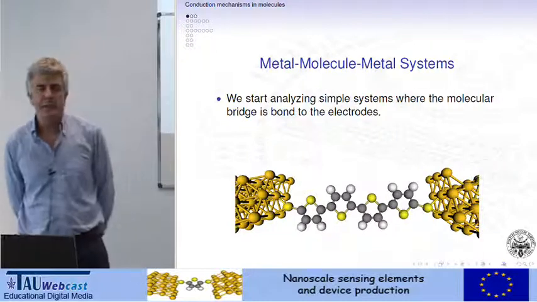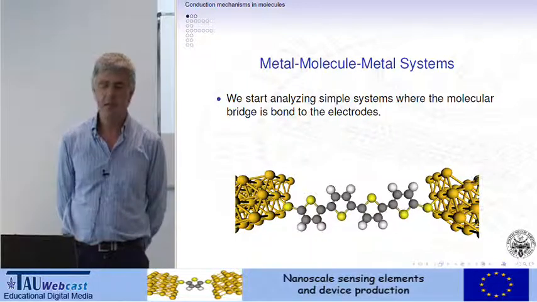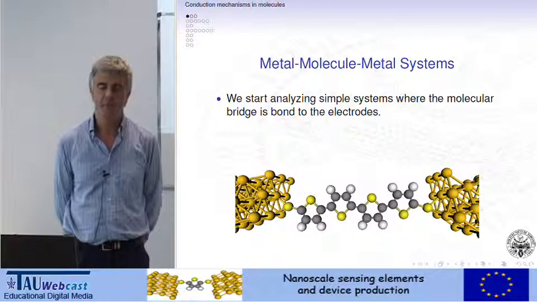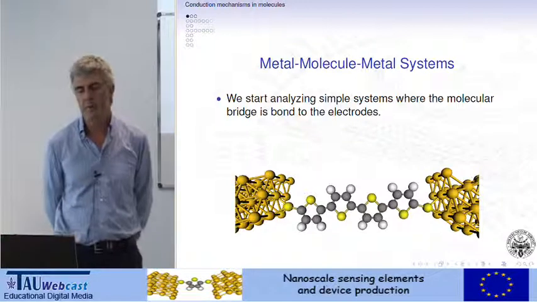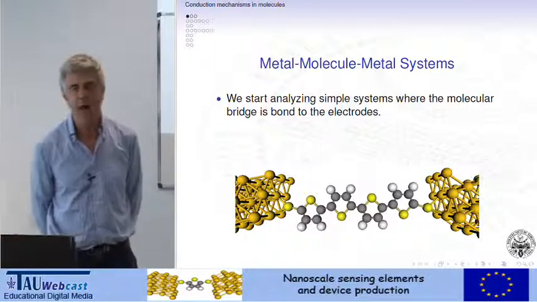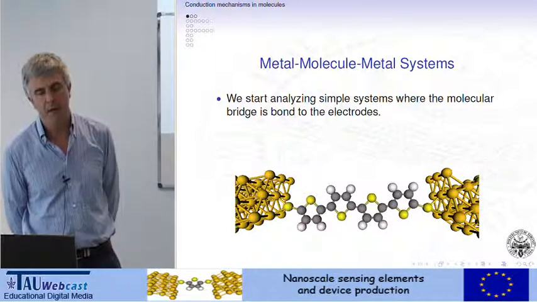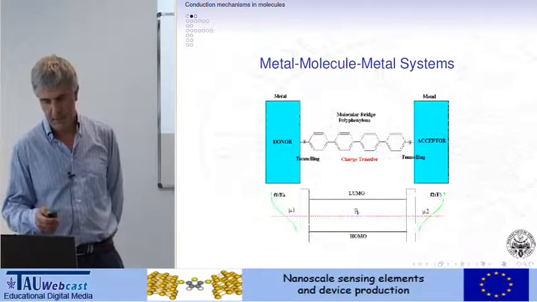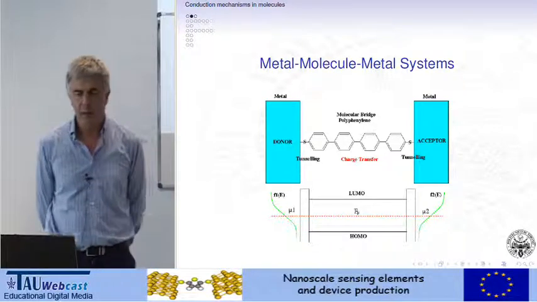So, as you know, our reference system is built up by two metal electrodes, generally gold electrodes, and between them we insert by self-assembly, generally by sulfur and thiol binding, a molecule. So what we are interested in understanding is how current, how electron flux, can be described from the left electrode to the right one. So we try to define a model of the system.